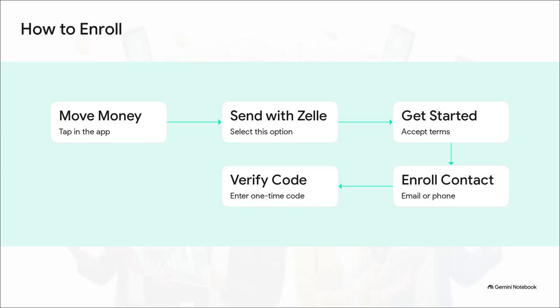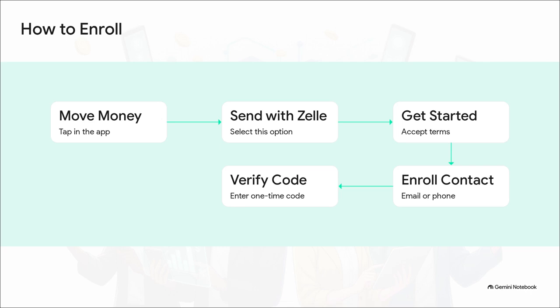Section 3. Step-by-step setup guide. And this brilliantly illustrates just how easy it is to get moving. Grab your phone and follow along. Step 1. Open your Fifth Third app. Look right down at the bottom of your dashboard and tap Move Money. Step 2. From that menu, select Send Money with Zelle. Step 3. Just tap Get Started and take a quick moment to accept the terms and conditions.